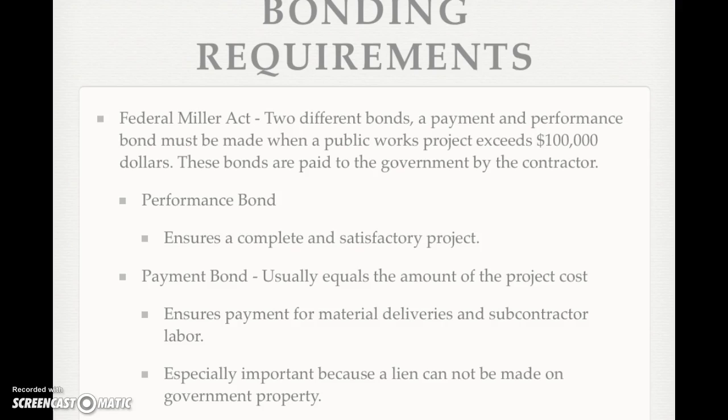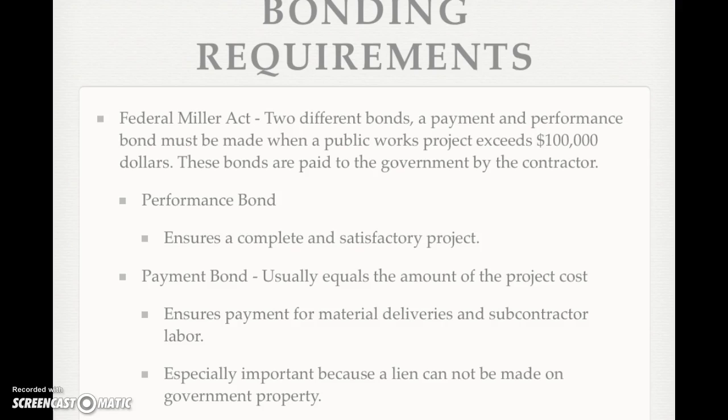Bonding requirements under the Federal Miller Act state that 2 different bonds must be made: a payment and performance bond when there's a public works project that exceeds $100,000. These bonds are paid to the government by the contractor.